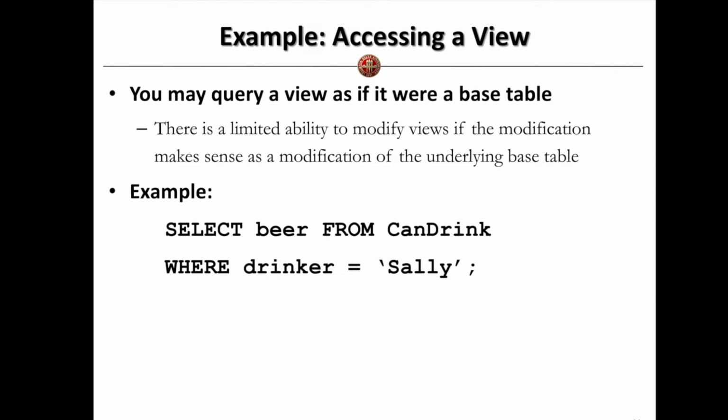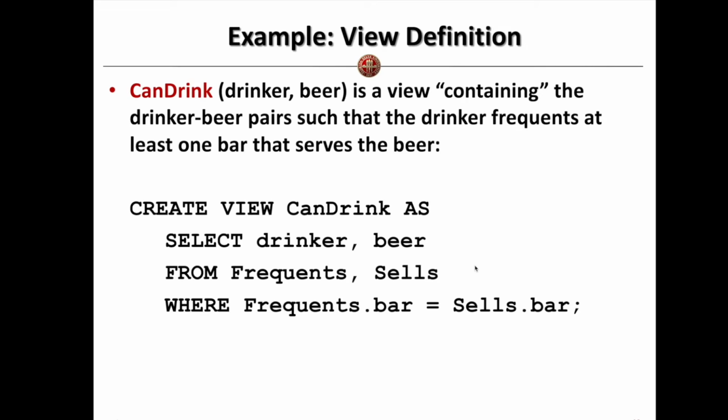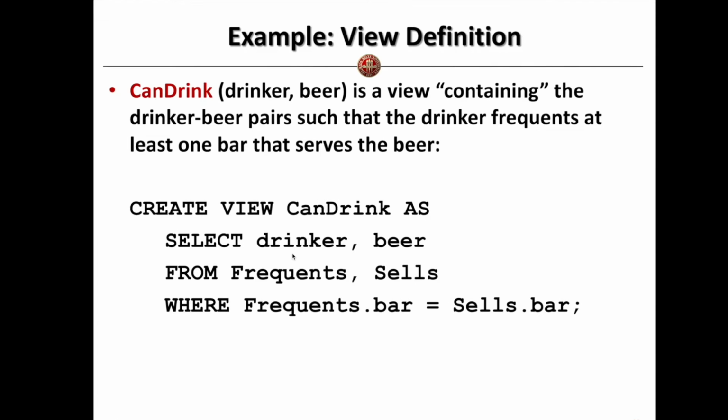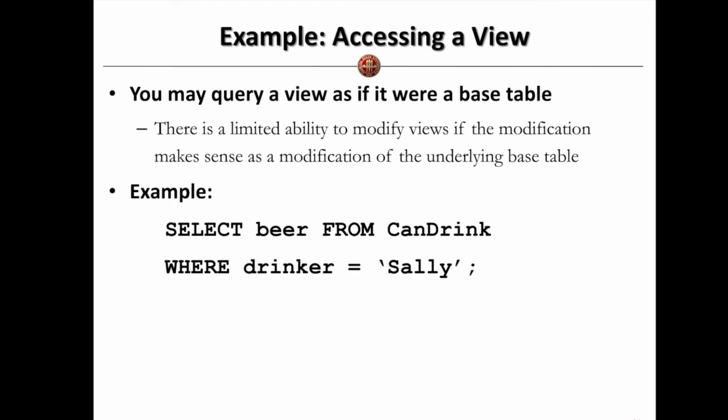However, when the system sees this CanDrink, it will automatically replace it with a subquery. Inside the subquery, we have this query as shown here. In other words, every operation we use here will still be based on these base tables, Frequents and Sells. And this CanDrink is just like a virtual table. We can use it in this way. However, the system never creates a table for this CanDrink.